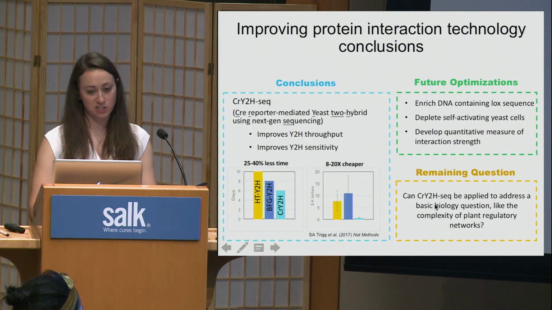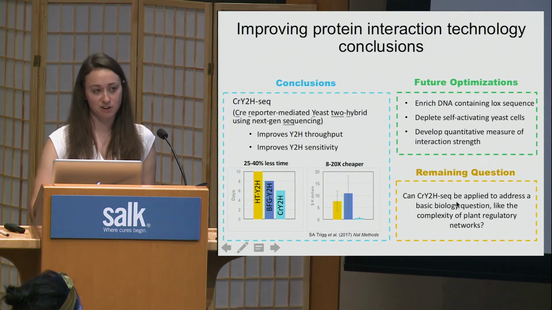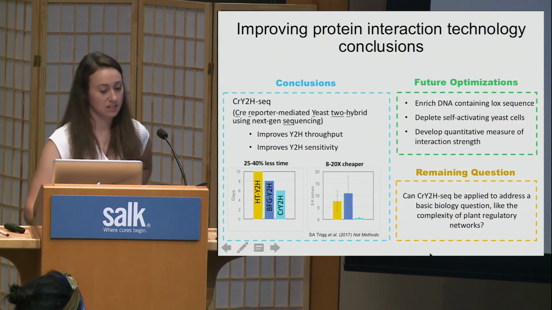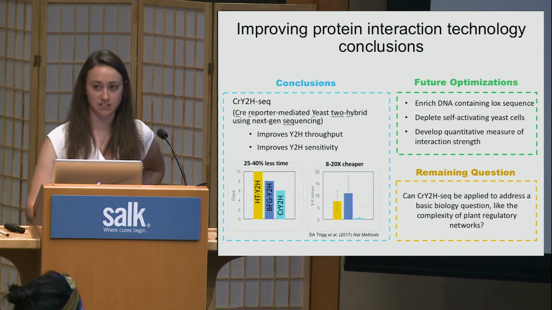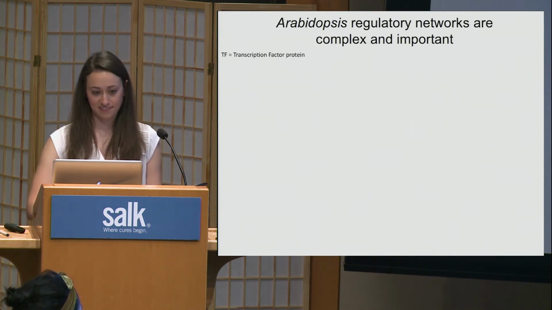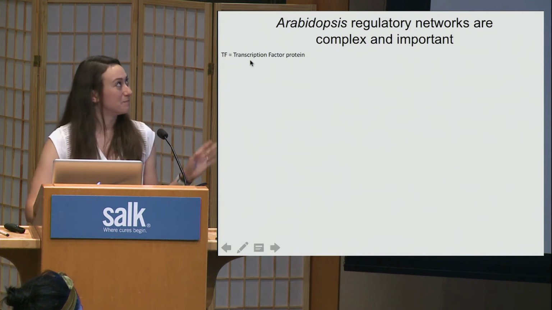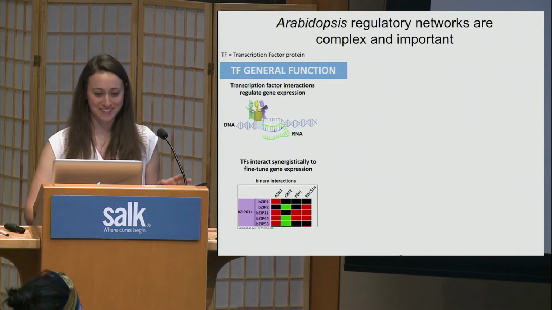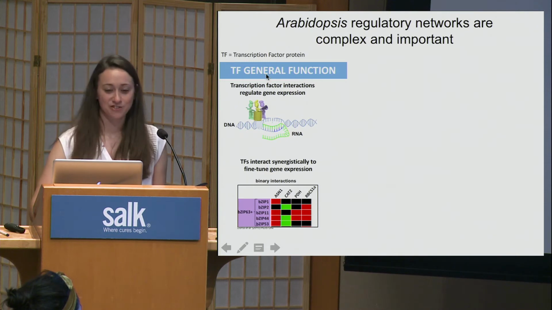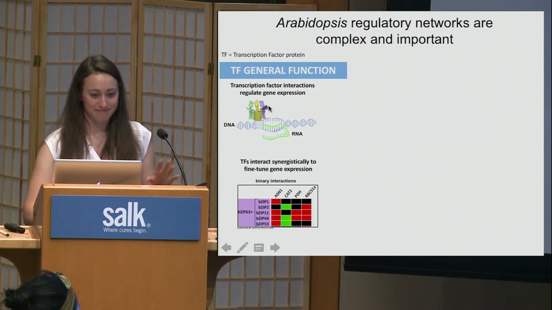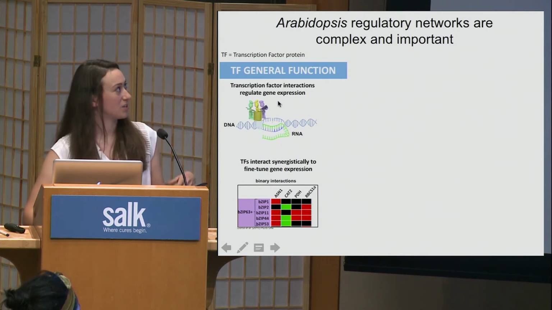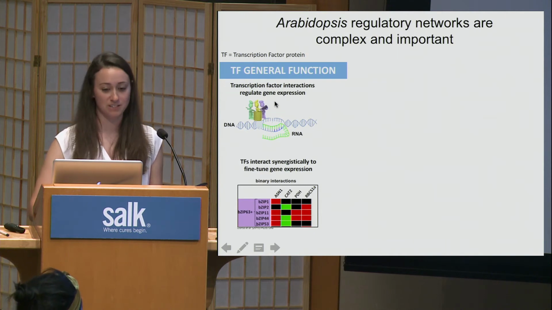But I had one remaining question that I wanted to address, and that was, can Cry2H-seq be applied to address a basic biology question, like the complexity of plant transcription factor networks? Okay, so I'm going to be talking about transcription factors, abbreviated in these slides as TFs, or TF, and I might say TF also. So what are TFs? Transcription factors are proteins that induce or regulate gene expression. So they can induce expression or repress expression.